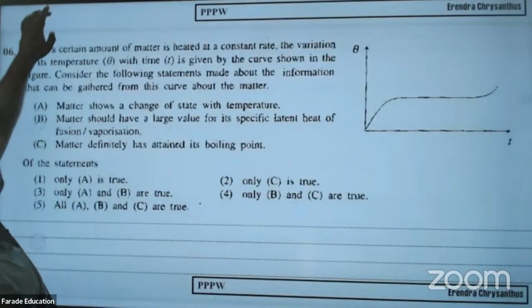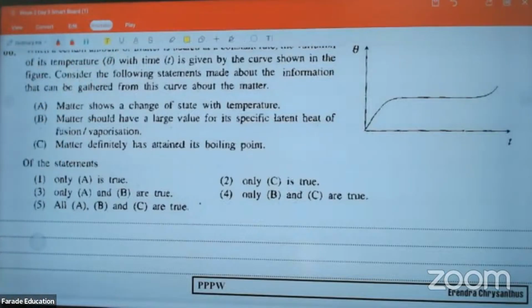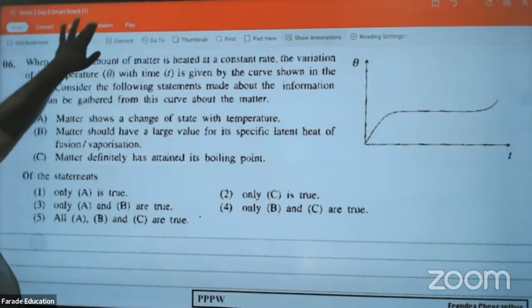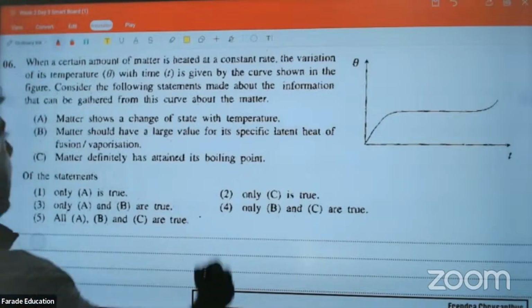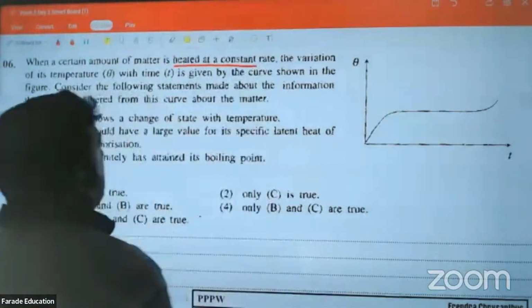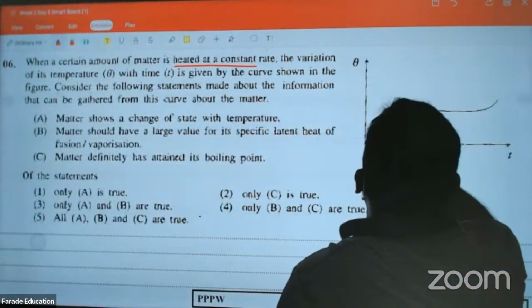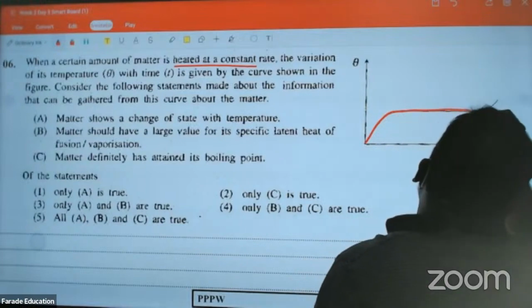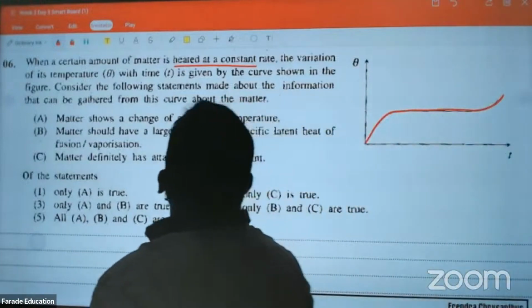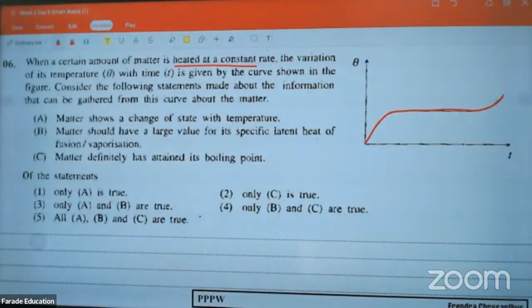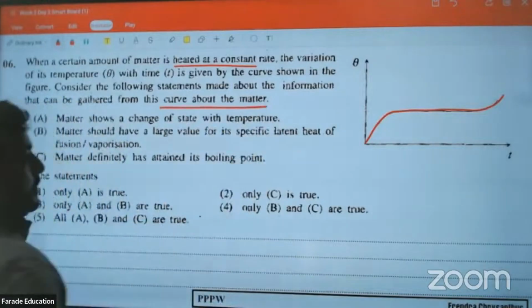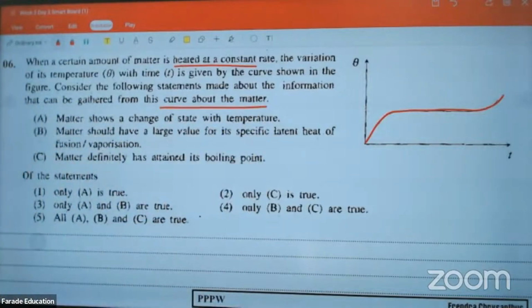Carefully look at this. When a certain amount of matter is heated at constant rate, the variation of temperature with time is given. So here you go, variation of temperature with time is given. Here you go, it's heating. Consider the following statements made about the information that can be gathered from this curve about matter. Right. Matter shows a change of state.